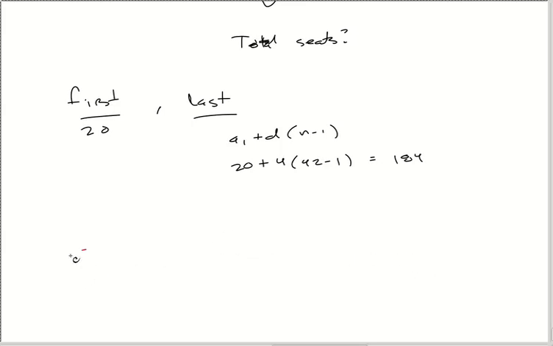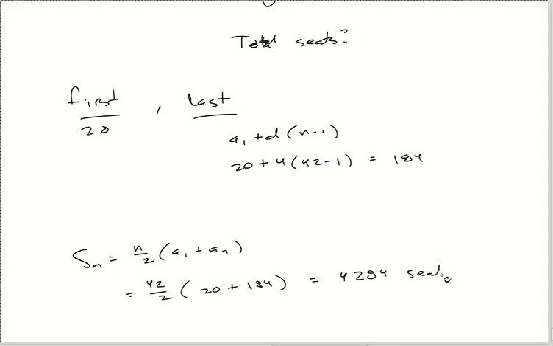And so finally, Sn is equal to n over 2, a1 plus an. That's your first and your last. We had 42 rows, divide by 2. And then I had my 20 plus the 184. Doing the math, we got 4,284 seats total. Whew. Done.